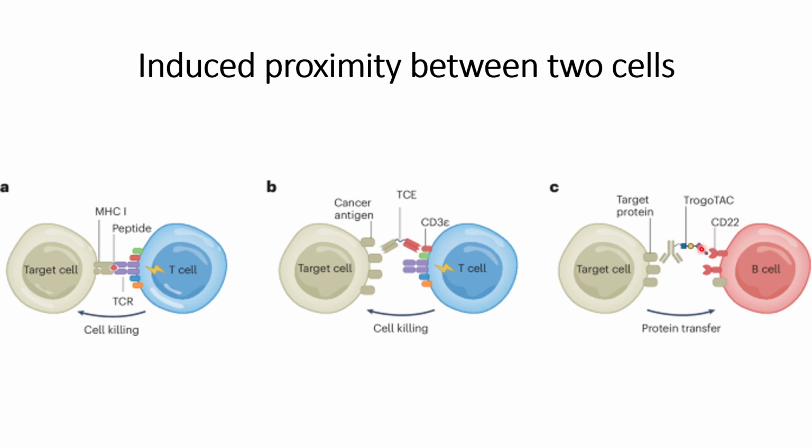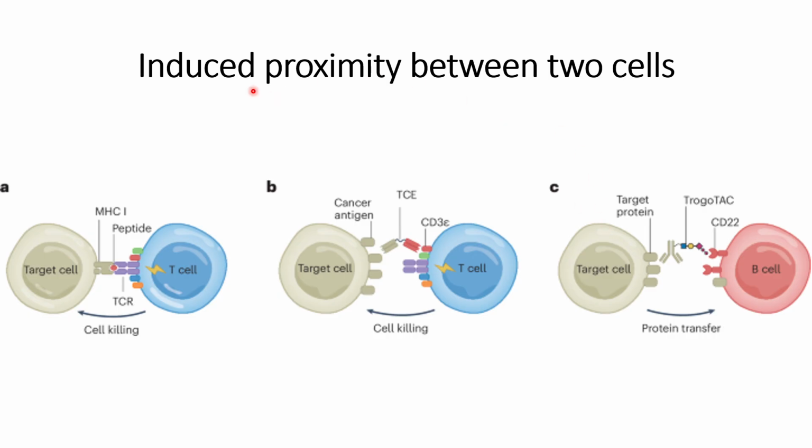So this trogocytosis phenomenon can be used to bring the target cells close to the B cells, so that the target proteins can go to the B cells, and then the B cells can generate antibodies against those target proteins that are predominantly present on the target cells only. Thereby, the antibodies generated by the B cells will target these target cells or the tumor cells.